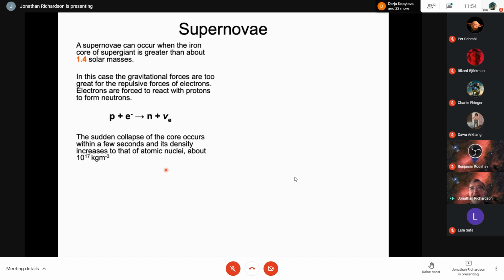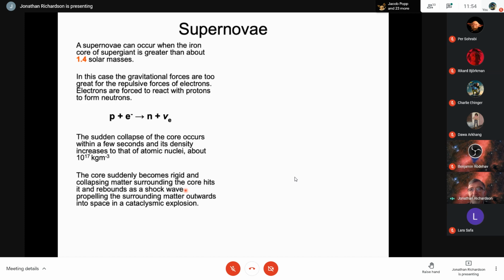So we now find that the star collapses and the core of that star contains nuclei that have a density of about 10 to the power 17 kilograms per cubic meter. I'm going to ask you a question in a few moments where you can calculate something to do with that nuclear density. Now the core becomes rigid. It becomes a solid object, a neutron-based object.